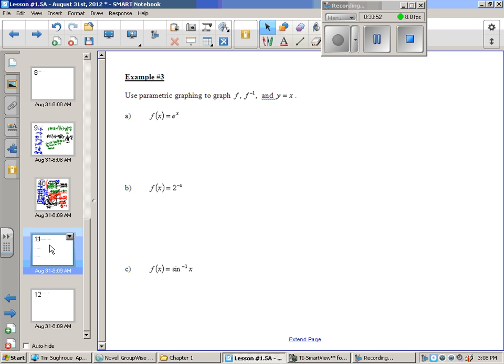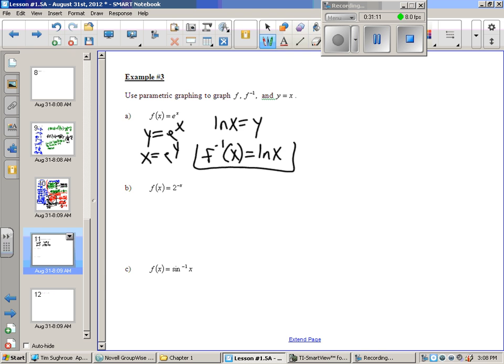Here's how they want you to do it. Number one, I do think you should be able to find the inverse of any of these functions. If this is y equals e to the x, switch x and y, resolve for y by taking the natural log, and that's why we know that the inverse of the e to the x is the natural log of x. There it is.